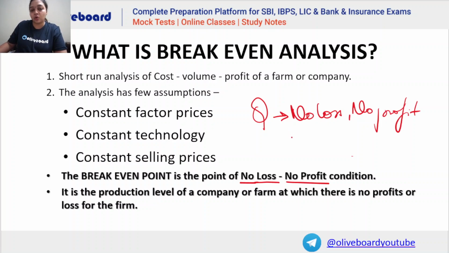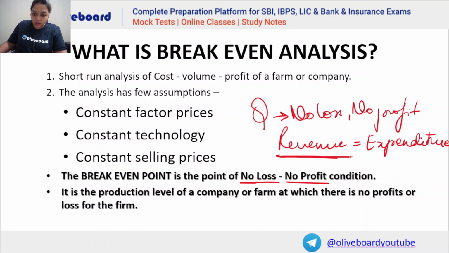So when is there no loss, no profit? When revenue is equal to expenditure. So at the point where the amount that the company is earning is equal to the amount that the company is spending, we call it the break-even point. If I state the company is breaking even, that means there is no profit, no loss.